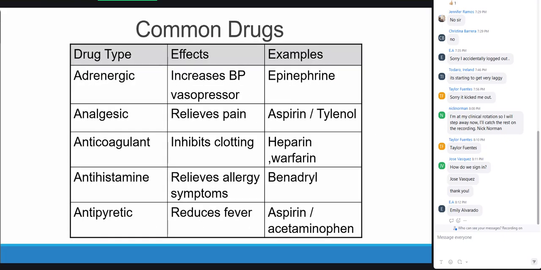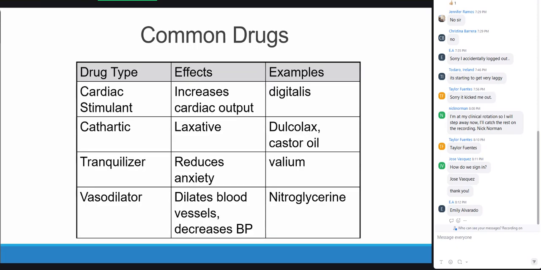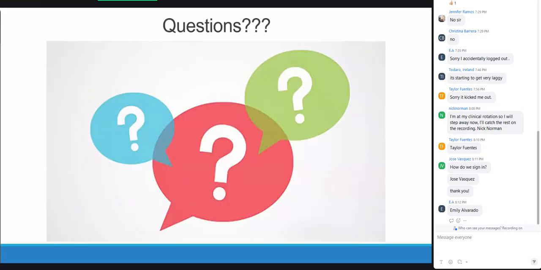And again, the last few slides here are the drug type, the effects, and examples of those drug types. This is the pharmacology portion here. So we'll run through those. Again, good slide, I mean, flashcard building blocks here. Does anybody have any questions?